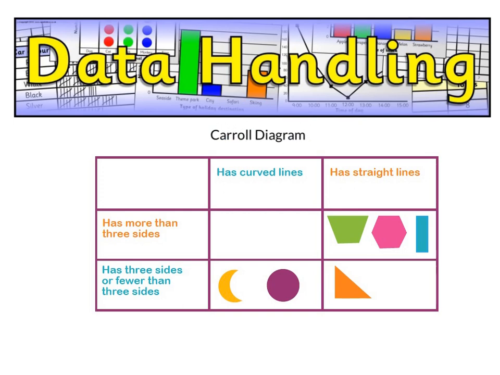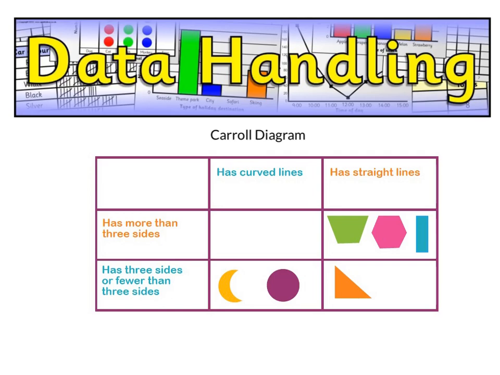This is called a Carroll diagram. And this is used to display information to show how, again, it is different and how it is similar. So in this particular diagram, it's showing shapes, and it's usually organized into 4 areas. So we've got has curved lines, has straight lines, and down here has more than 3 sides, has 3 sides, or fewer than 3 sides, which means less than.